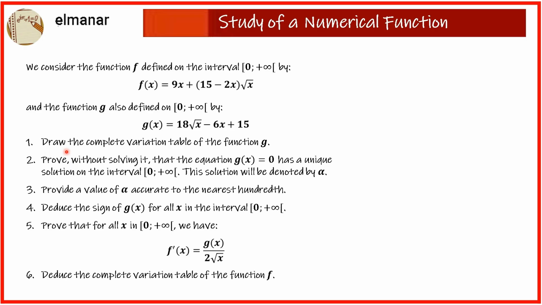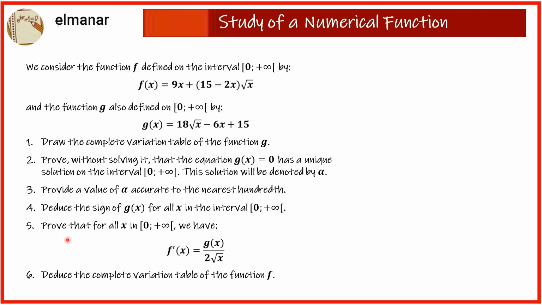First, construct the complete variation table of the function g. Second, prove, without solving it, that the equation g of x equals 0 admits a unique solution on the interval from 0 to positive infinity. This solution is denoted alpha. Third, provide a 2-decimal place estimate for the value of alpha. Fourth, deduce the sign of g of x for every x in the interval from 0 to positive infinity.